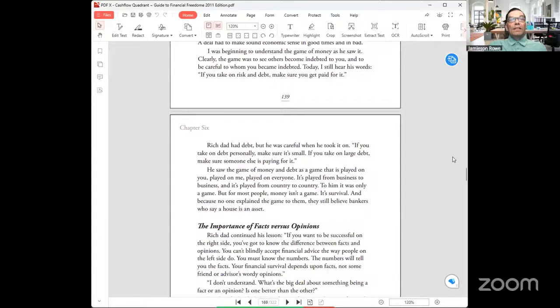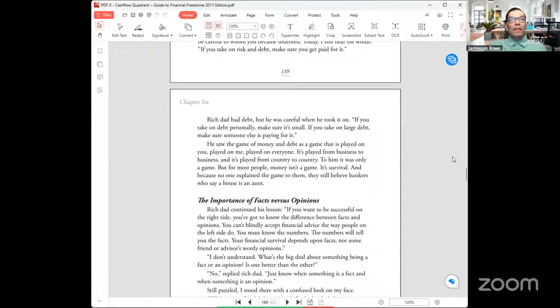Rich Dad had debt, but he was careful when he took it on. If you take on debt personally, make sure it's small. If you take on large debt, make sure somebody else is paying for it.